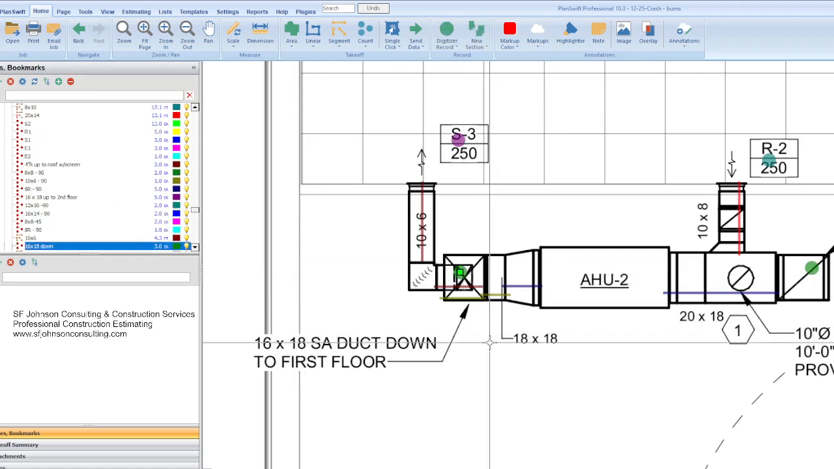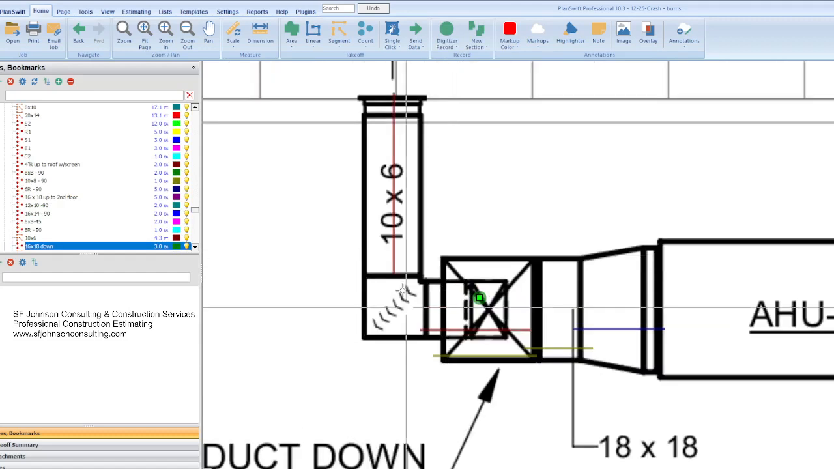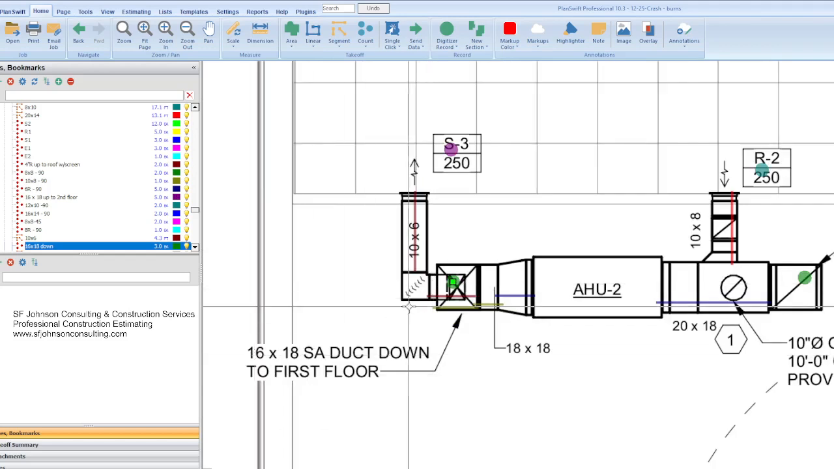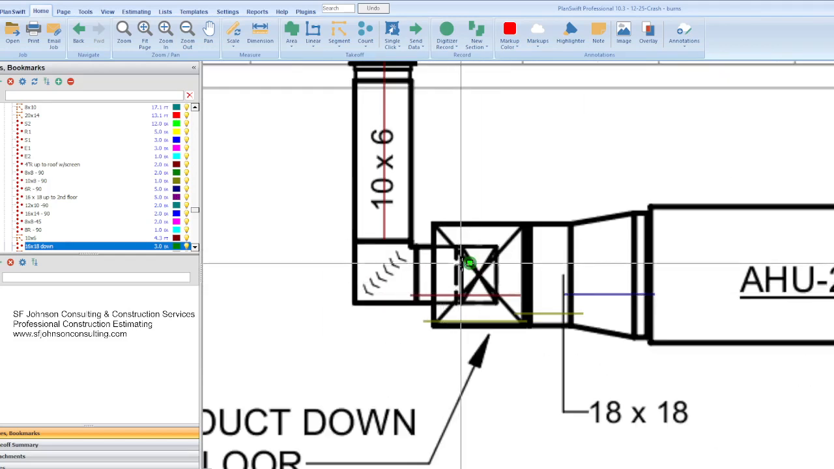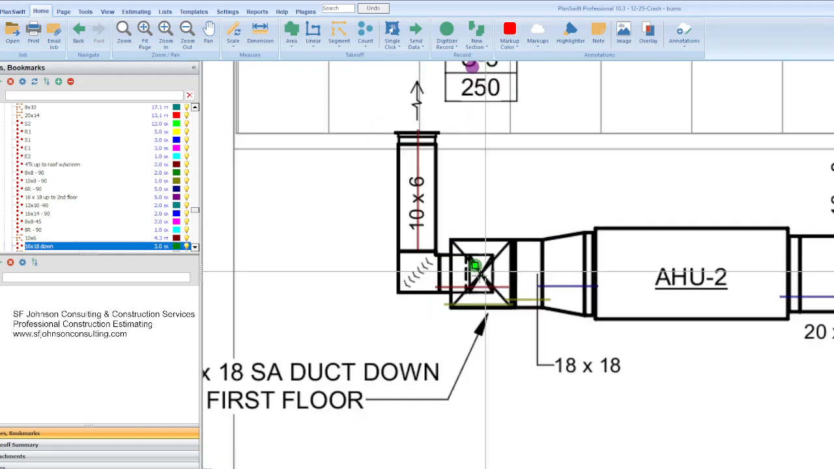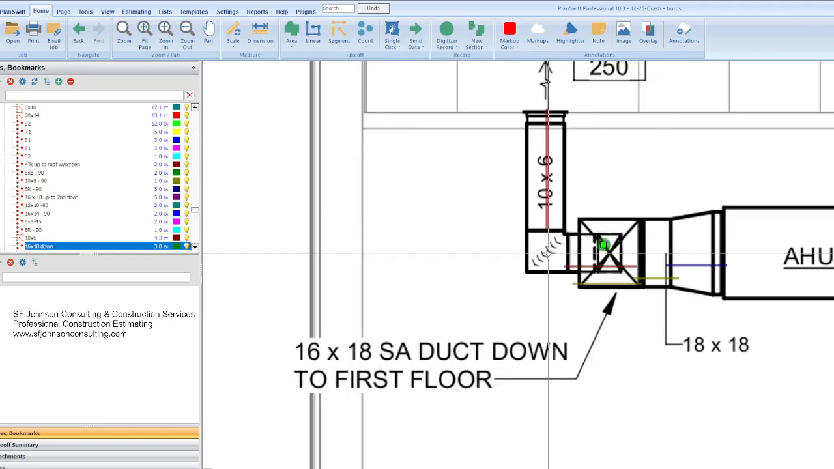And so anytime I have it going down, I'll have a 90. Like, this is 16 by 18 ductwork going down, so I'll add a 90 degrees for it to go down. Because as you can see, this 10 by 6, I'm assuming that this 90 degrees coincides with this 16 by 18. So that's how we did it, two of these 90s, one for here, and then one going down, plus we add an additional 10 feet of conduit for the going down part, down to the first floor.